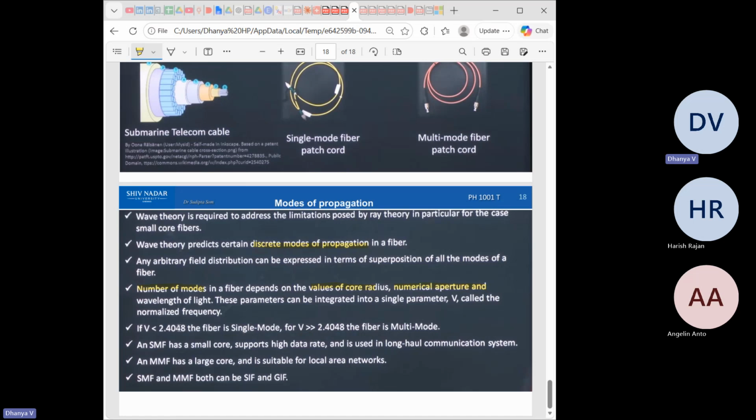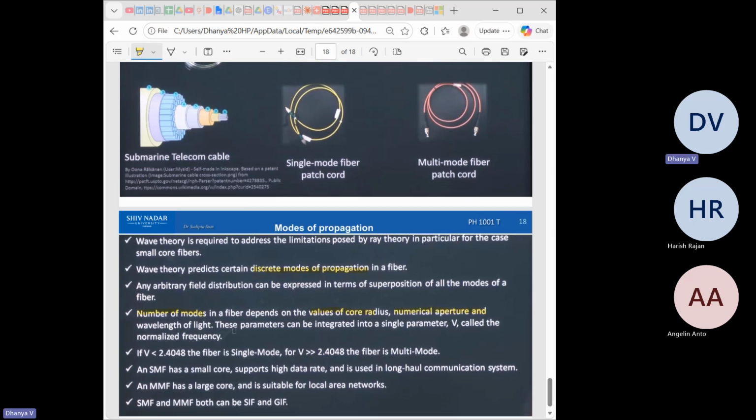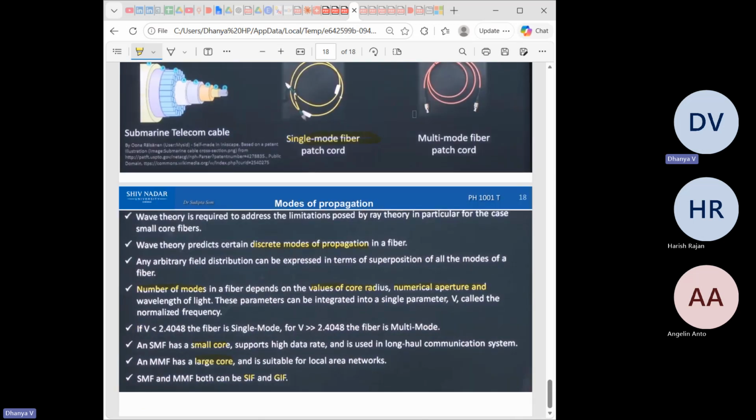And if V is less than 2.4048, it's single mode. Greater than that, it's multi-mode. Then your single mode fiber has a smaller core, like we already saw, the diameter was very small. But your multi-mode fiber has a large core. We saw some 50 micrometer, no? And both single mode and multi-mode fiber can be both step index and graded index. So that's all. These are the points that you can remember per se.